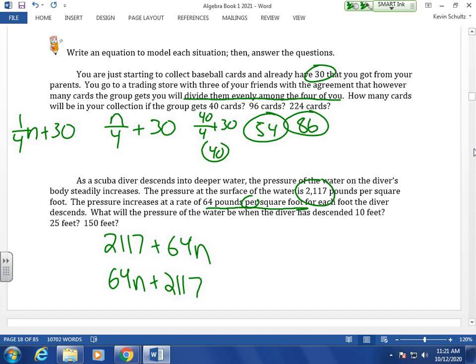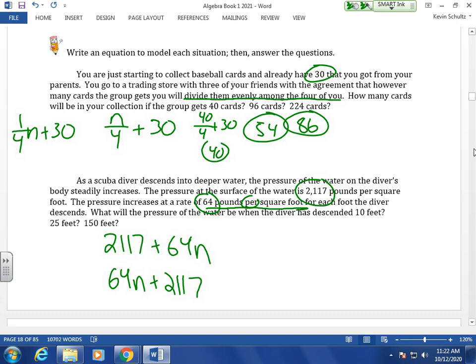But this 2117 being at the surface of the water, you haven't gone anywhere yet, and it's going to be that pressure at that level, whether you go down 2 feet or 12 feet or 25 feet. So that 2117 is not affected by how deep you go, because that's at the surface. This 64 pounds per square foot changes based on how deep you go, because the deeper you go, that's the rate at which the pressure is increasing. So that word per was kind of your hint there.